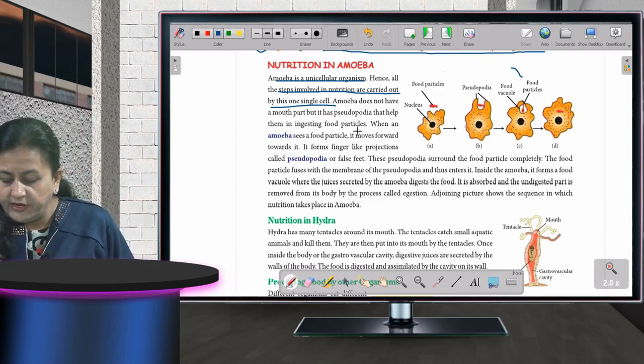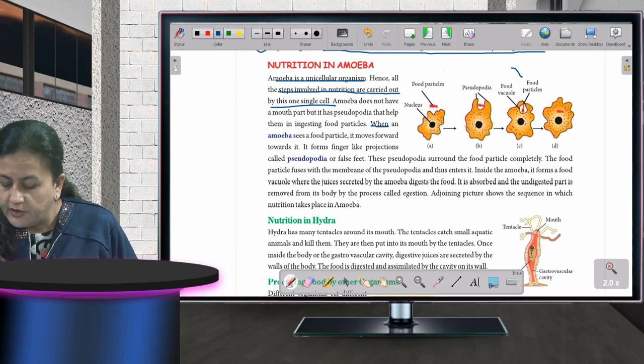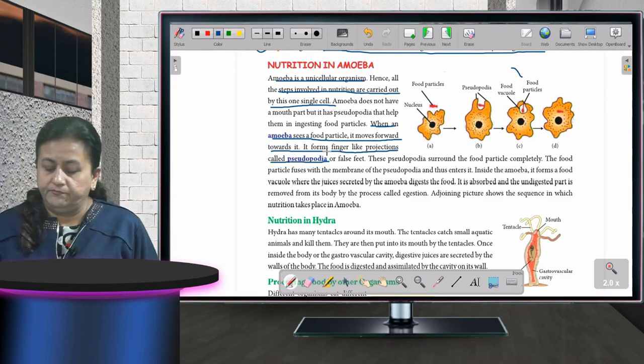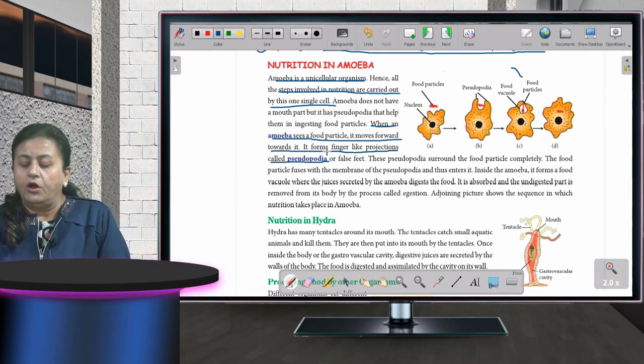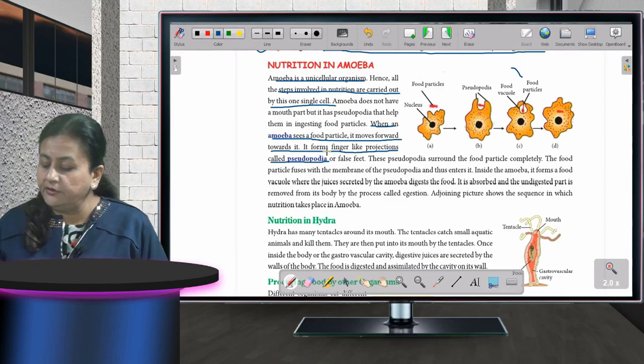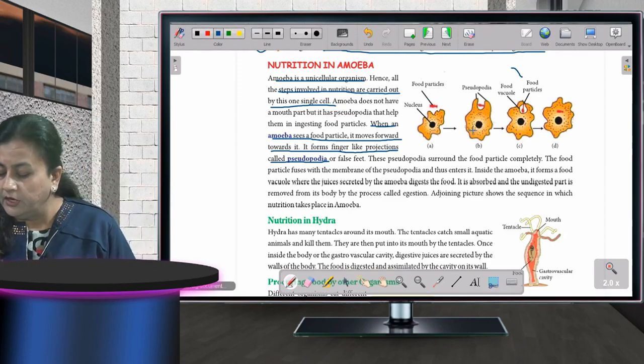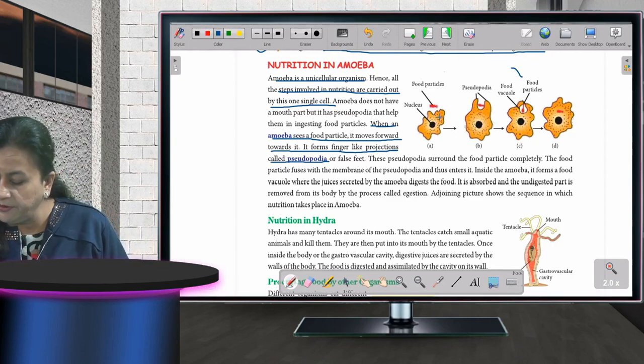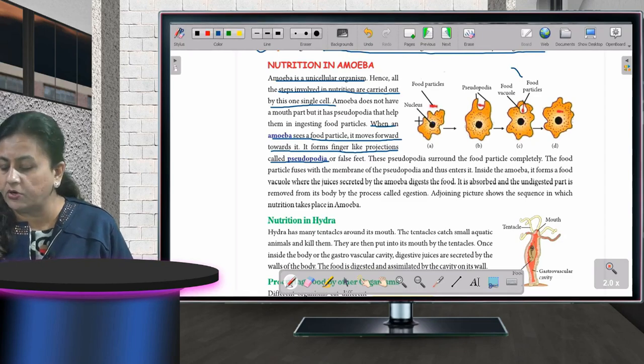When an amoeba sees a food particle, it moves forward towards it. It forms finger-like projections called pseudopodia, or false feet. See children, you can see here also. What is this? This is amoeba, and this dense part is called nucleus.